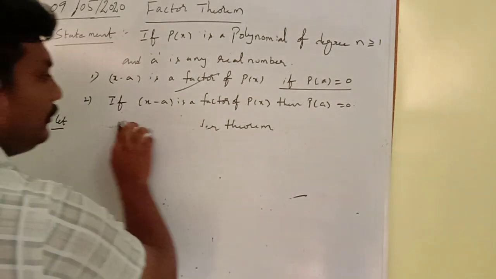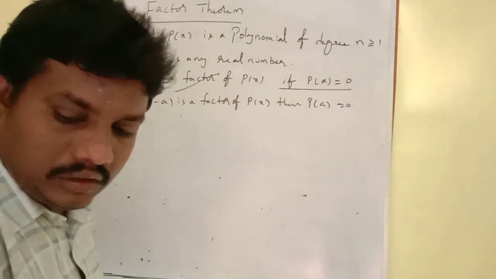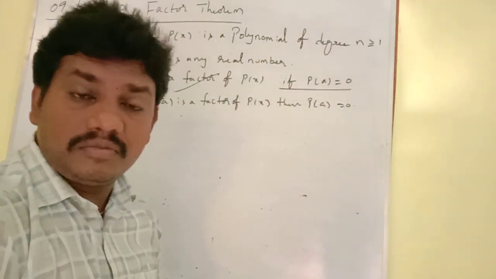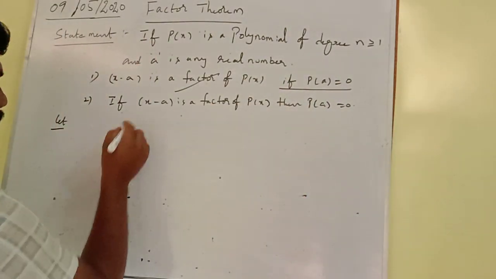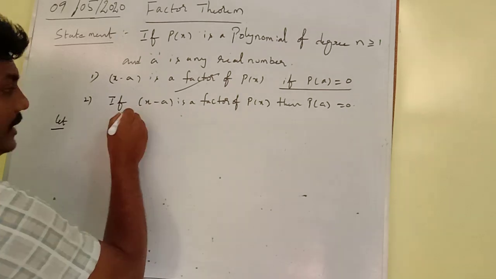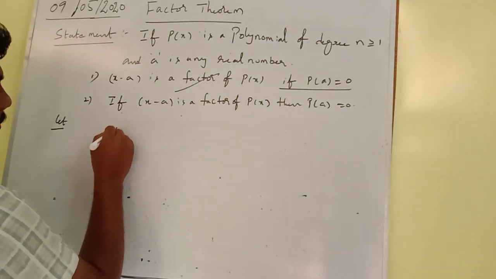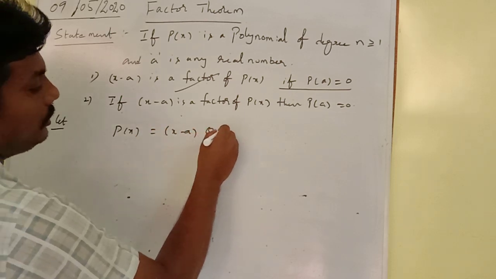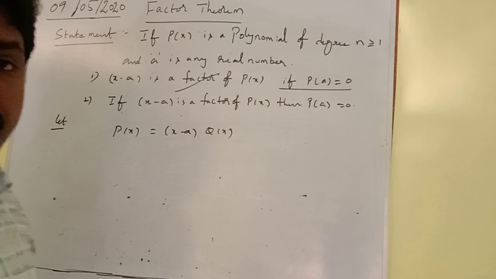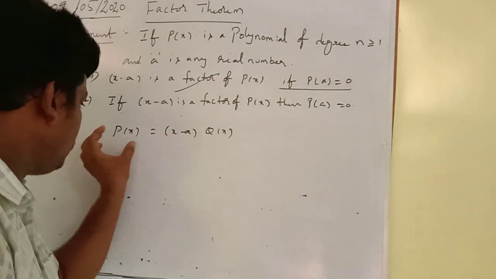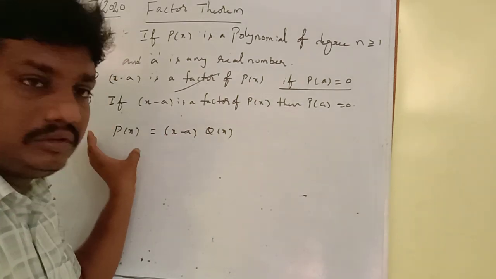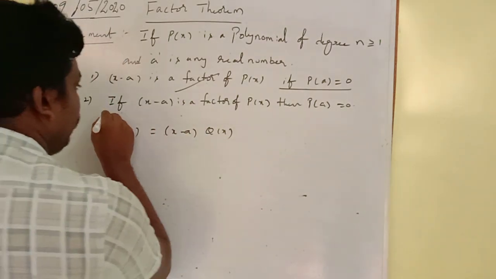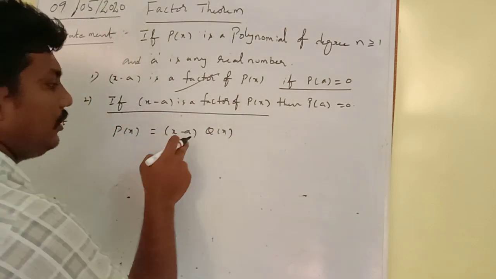So from the factor theorem first, if x minus a is a factor of p of x, then let p of x equal x minus a into q of x, because it is a factor, definitely it is a product of something. That means p of x is the product of x minus a and q of x. So that is the statement of why x minus a is a factor of p of x.